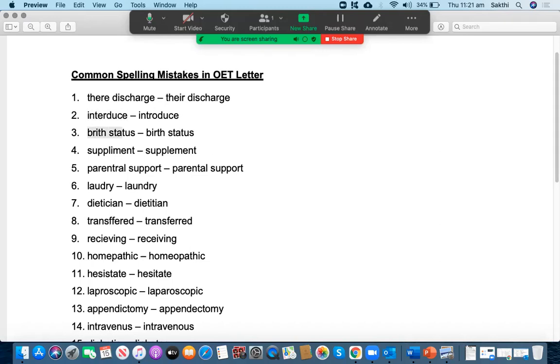And then "breath status". So they have mentioned a breath status. That is actually birth status. BIRTH and then STATUS. Whereas BREATH STATUS is incorrect. Supplement is another common mistake made by students. It doesn't have I. So the incorrect spelling is SUPPLIMENT. That's wrong. It is SUPPLEMENT. That's the correct one. So the one with the I would be the incorrect one.